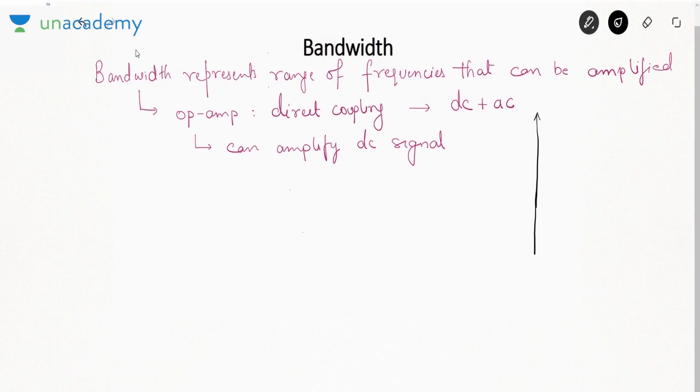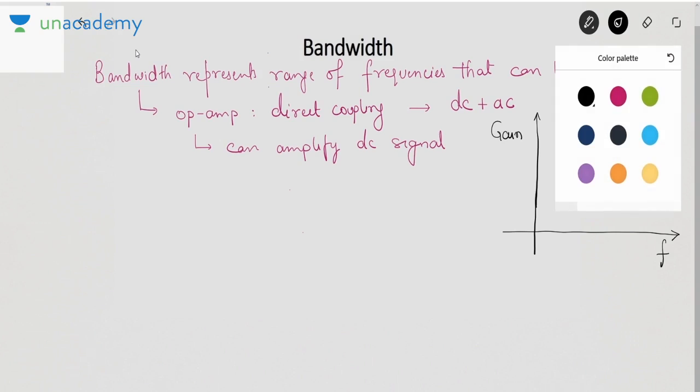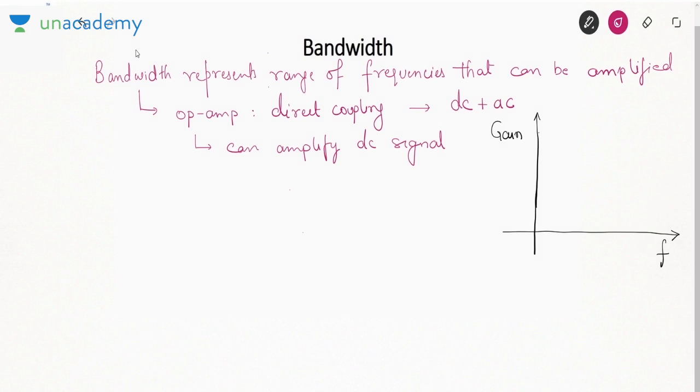what should be the frequency response of Opamp? Those who have studied direct coupling might be knowing it already. How will the gain versus frequency look like? It will look something like this. This will be the 3 dB frequency FH. So the difference from the maximum gain is 3 dB.